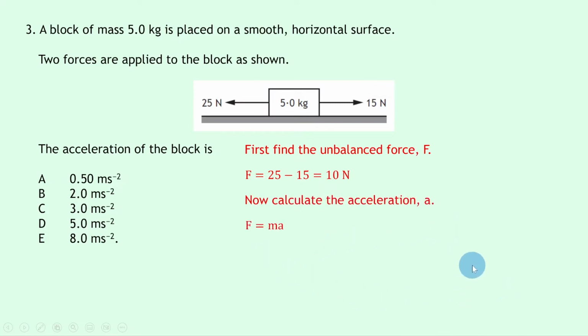So if we use F equals ma, we can plug in the numbers. So we have 10 is equal to 5.0 times A, and if we divide both sides by 5 now to get A on its own, we get 10 divided by 5, which gives us A equals 2.0 meters per second squared. So that gives us the answer of B.